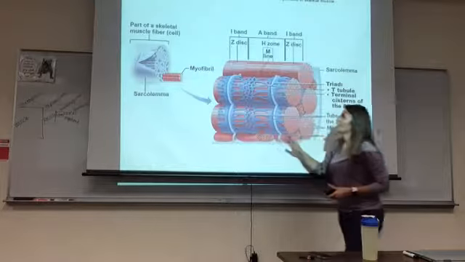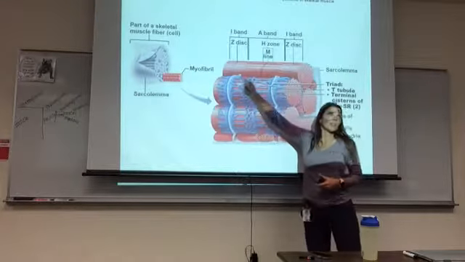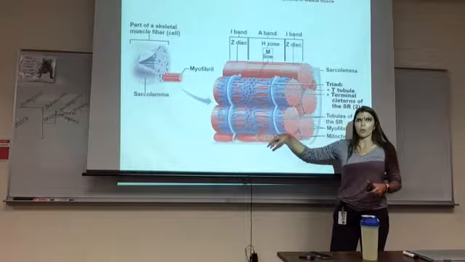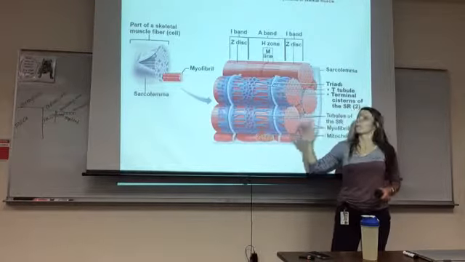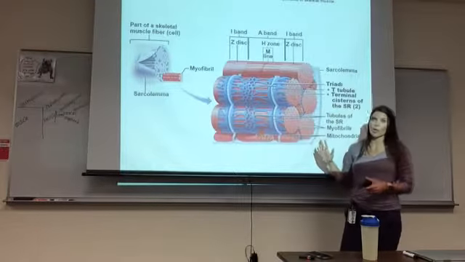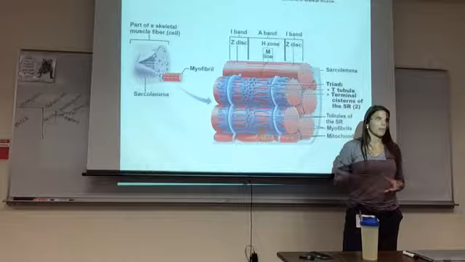All right. So here is my myofibril. Look what I just laid on top of it: the sarcoplasmic reticulum. That's it. What's stored in the sarcoplasmic reticulum? Calcium, because that's what the sarcomere needs in order to contract. So that's all I want you to know for sarcoplasmic reticulum.